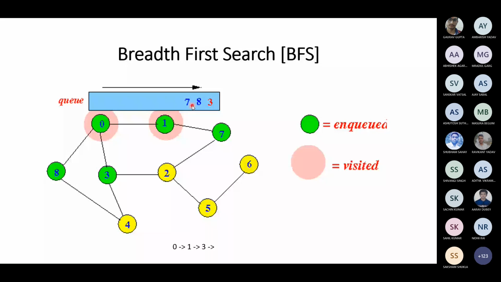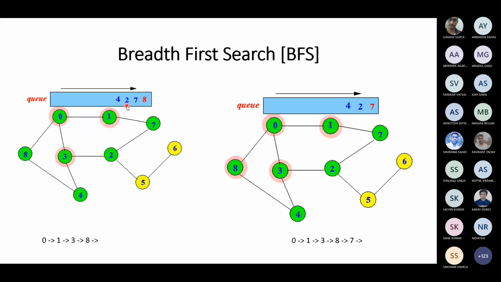This is the queue. This is the front. This is the rear. So the next element you will visit is the front of the queue, that is 3. For the 3 node, if you observe, there is a node 2 and 4. 2 and 4 will be inserted after 7.